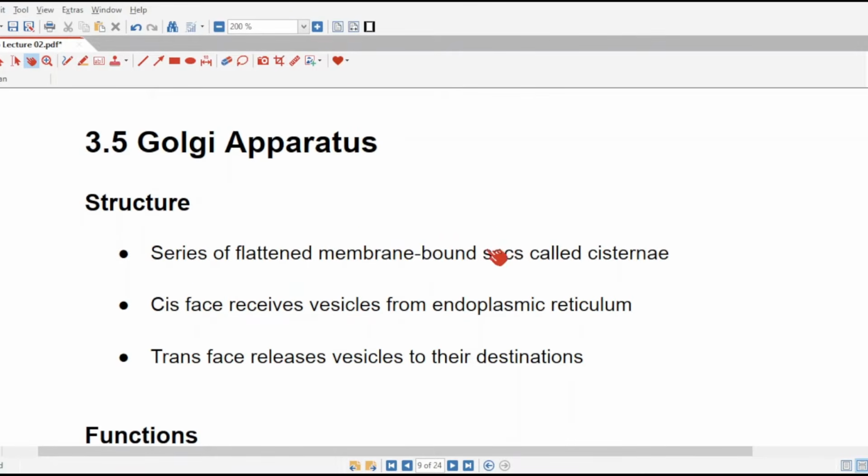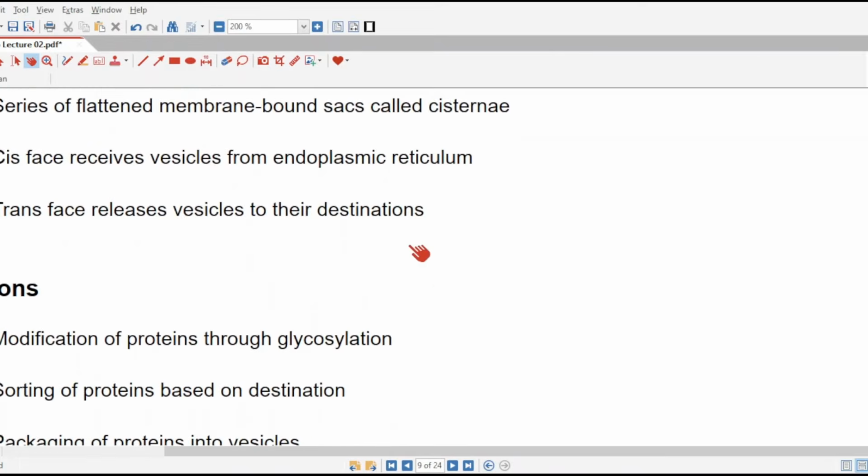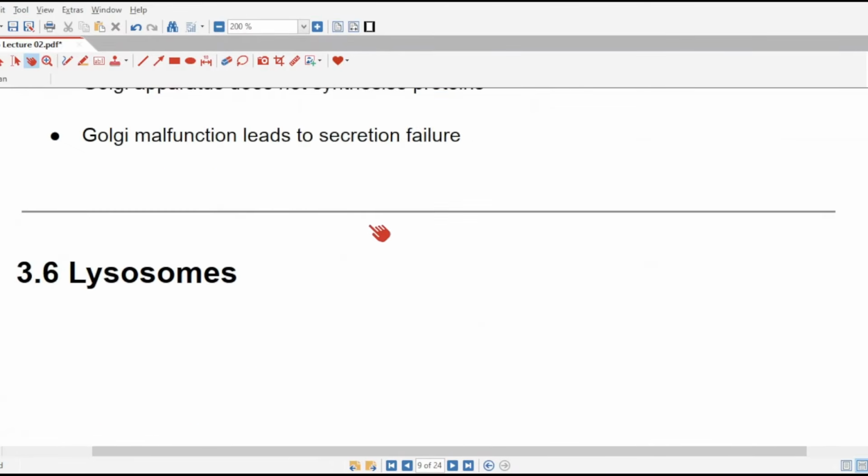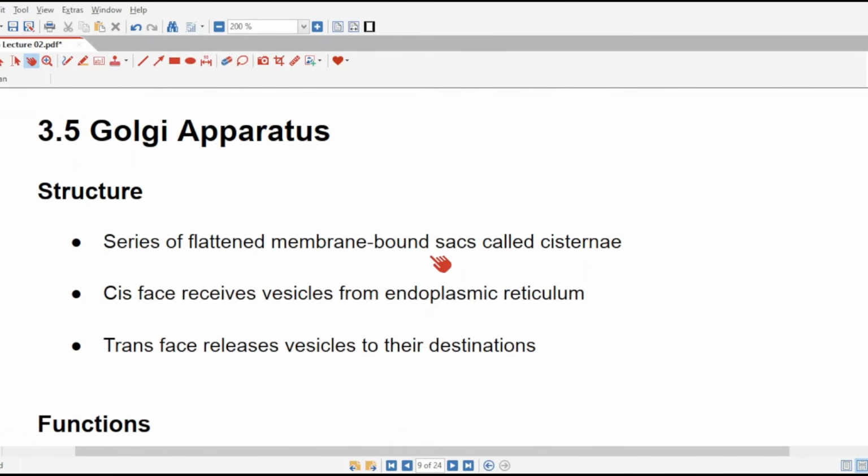Golgi apparatus. Let's look at the structure of the Golgi apparatus. The Golgi apparatus has a structure of cisternae that is kind of similar to endoplasmic reticulum. Let's say these are the flat structures.